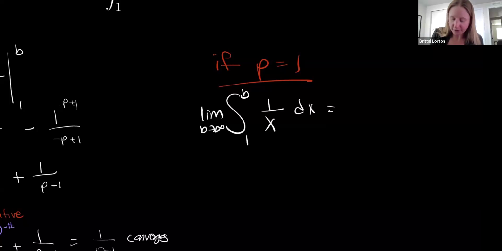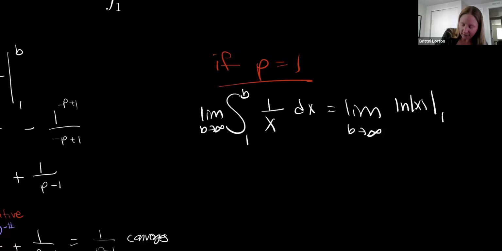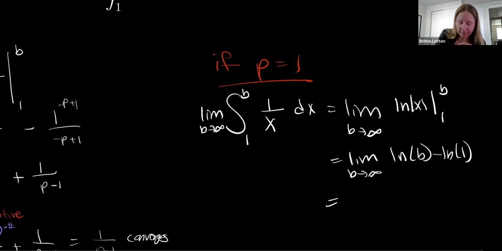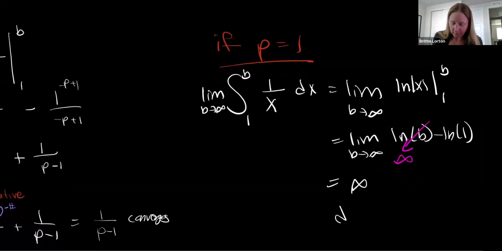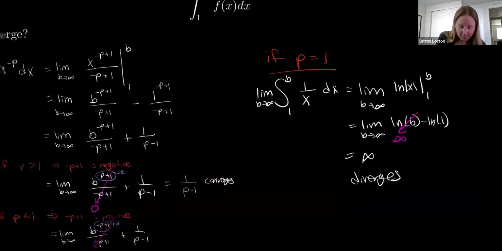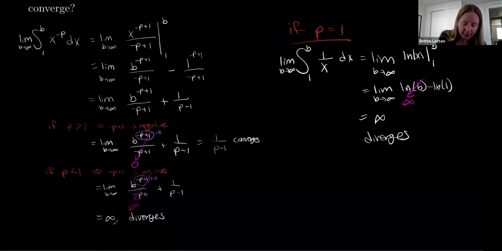Oh, this is an integral we actually just know. So I don't have to divide by 0, obviously. So this becomes the limit as b goes to infinity of ln of x, evaluated from 1 to b, the limit as b goes to infinity of ln of b minus ln of 1. Ln of 1 is 0, and ln of a really large number approaches a really large number, so it happens to also diverge. So the only time we get convergence is if p was bigger than 1.